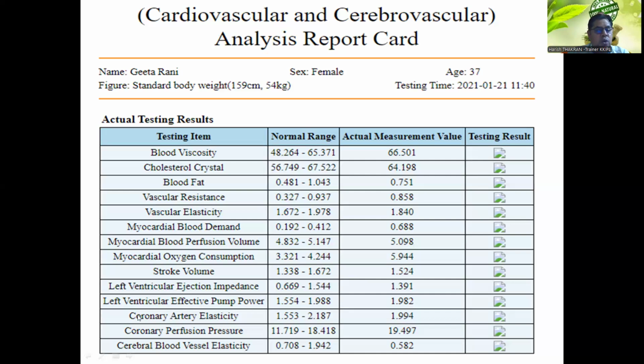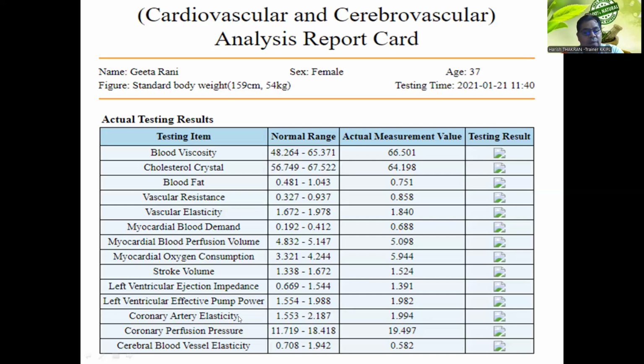The next report card is coronary artery elasticity. And as the name indicates, this report card gives us an idea about the elasticity of the coronary arteries. These coronary arteries are very crucial arteries which supply blood to our heart for its proper functioning. If we talk about heart attack, what happens? If there is a high amount of plaque in the coronary arteries, that eventually leads to heart attack problem. So here we are talking about coronary artery elasticity.